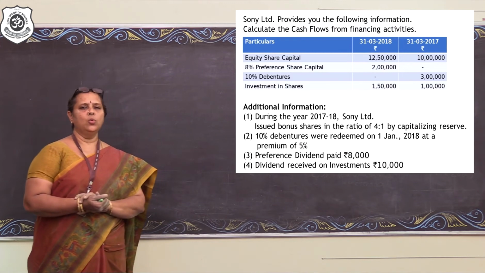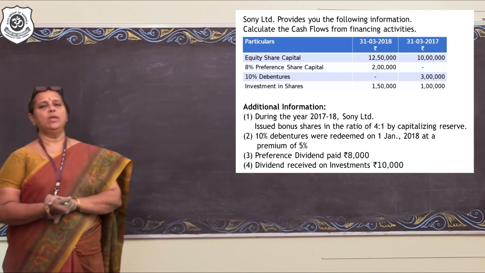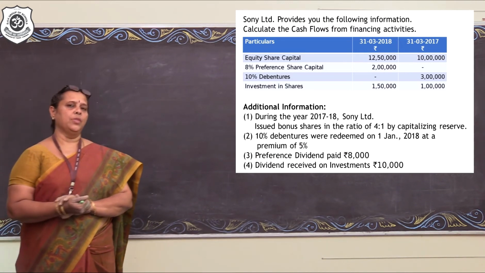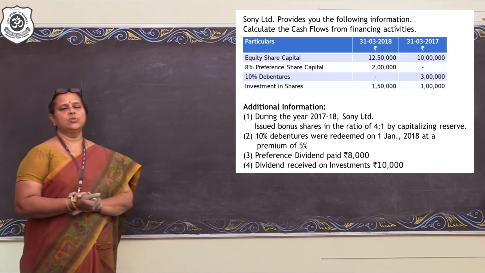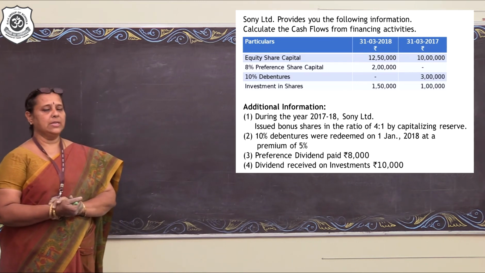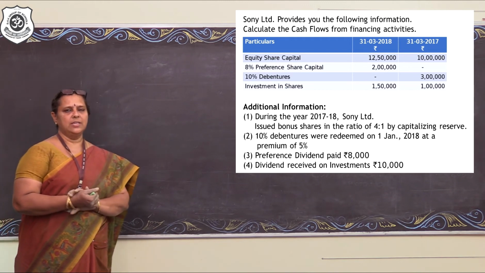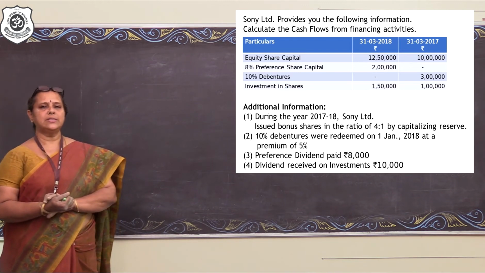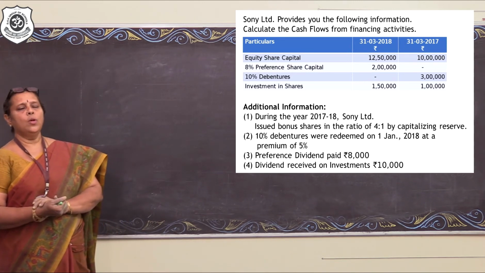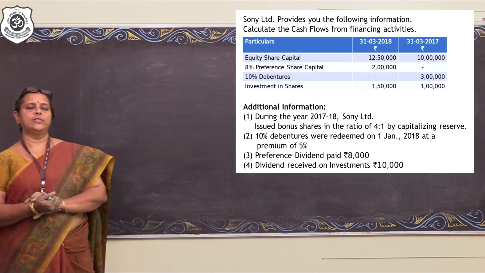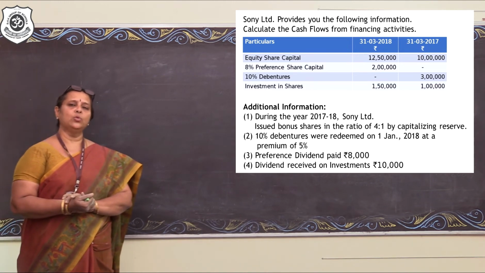So now one more small problem. We shall now see how the following transactions are dealt in the cash flow statement. So we are trying to find out the cash flow from financing activities. Now, in the given question, equity share capital opening balance is 10 lakhs and closing balance is 12,50,000. So there is an increase to the extent of 2,50,000 rupees.